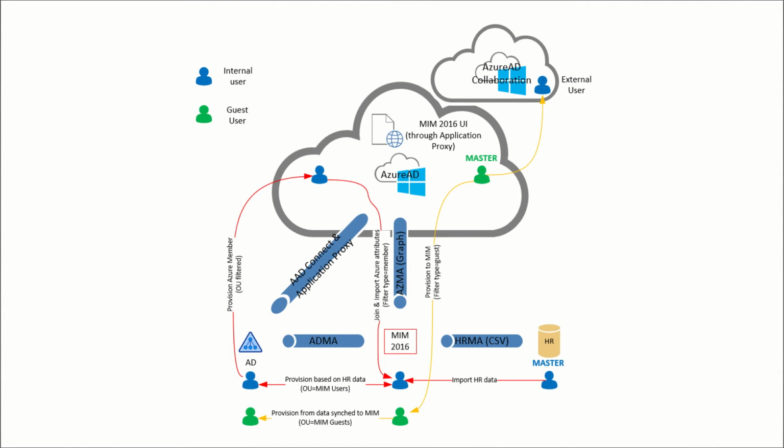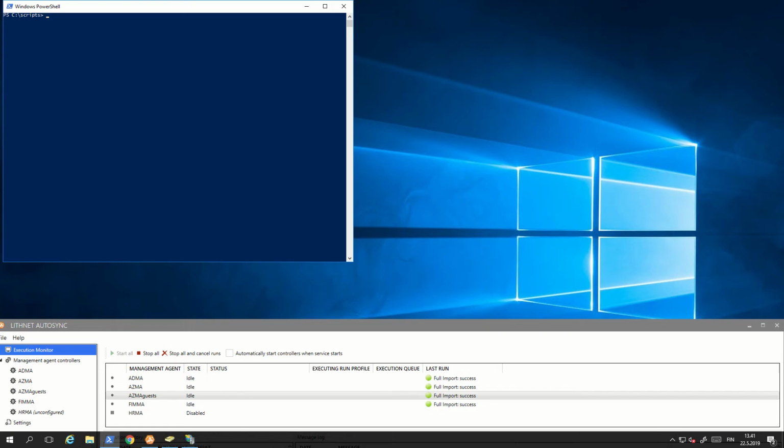So let's go to the Identity Manager server. And as you can see, I have there as well the LeafNet autosync that handles the synchronization tasks for Identity Manager. And I actually have there also the AzureAD application proxy component that I'm going to use later on the demonstration.